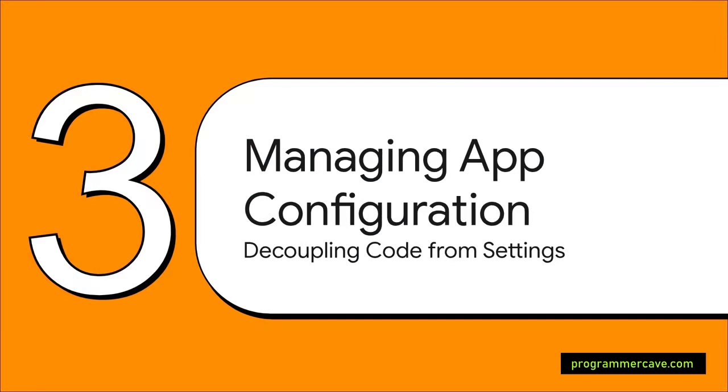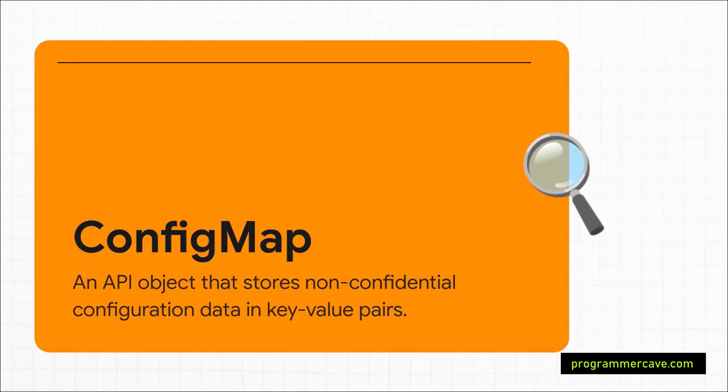You know, database connection strings, feature flags, API endpoints. You should never, ever bake these into your container image. So how do we get that information to our application at runtime? For all your non-sensitive data, the answer is a config map. It's exactly what it sounds like, a map of configuration data stored as key value pairs right inside Kubernetes.